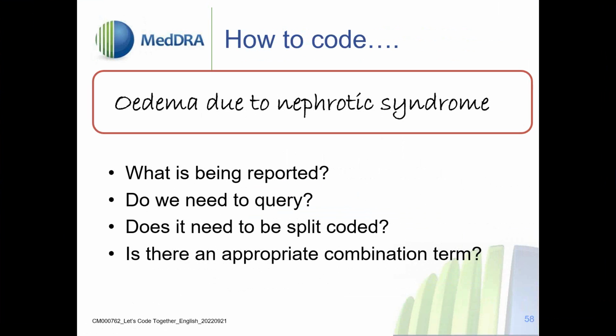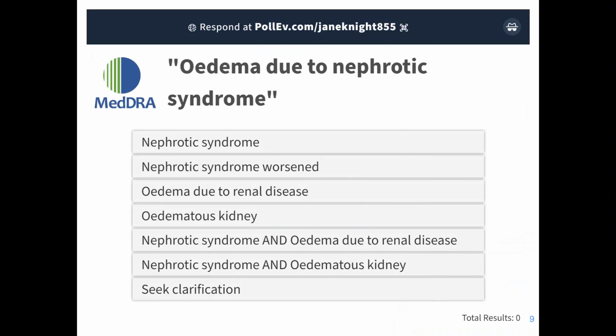Next one, edema due to nephrotic syndrome is reported. So is the reported condition clear, or is a query needed? And do we have to split code, or can we find a suitable combination term which would cover all reported information here? Edema due to nephrotic syndrome. What would you do with this one here?